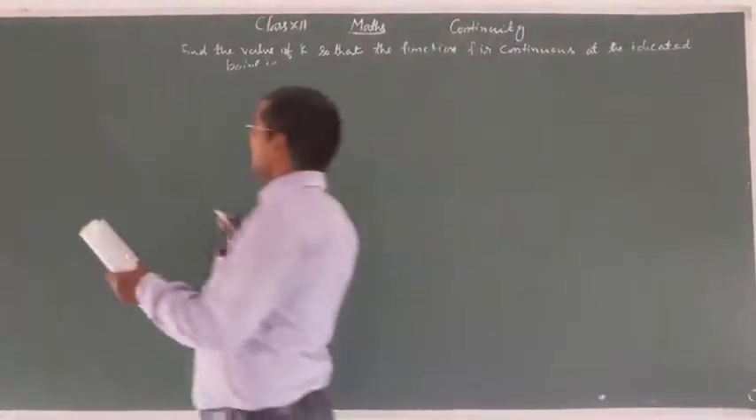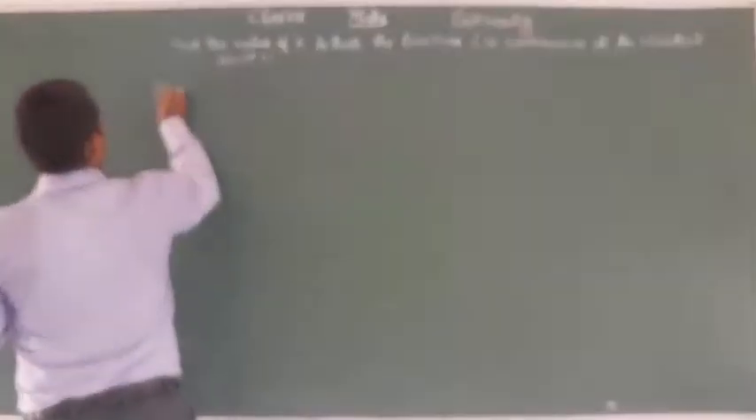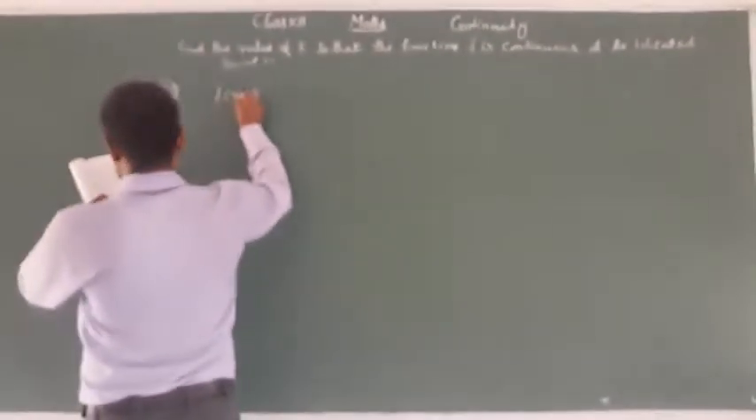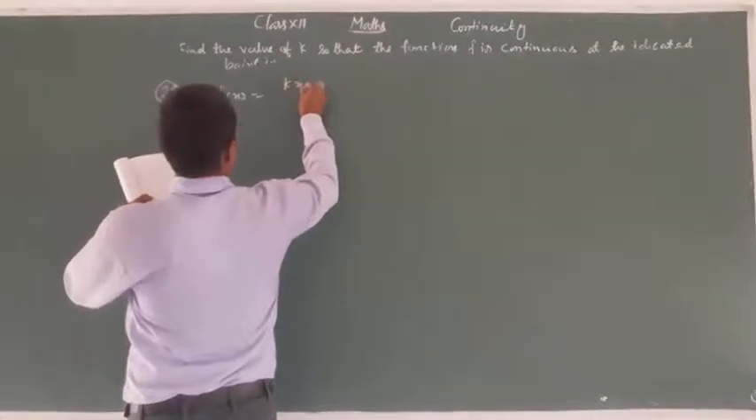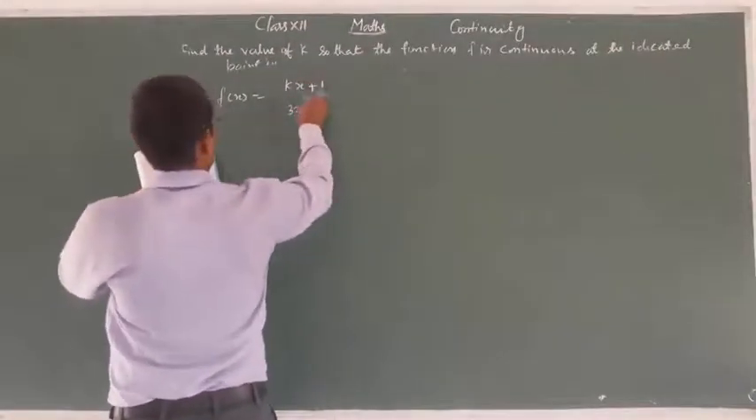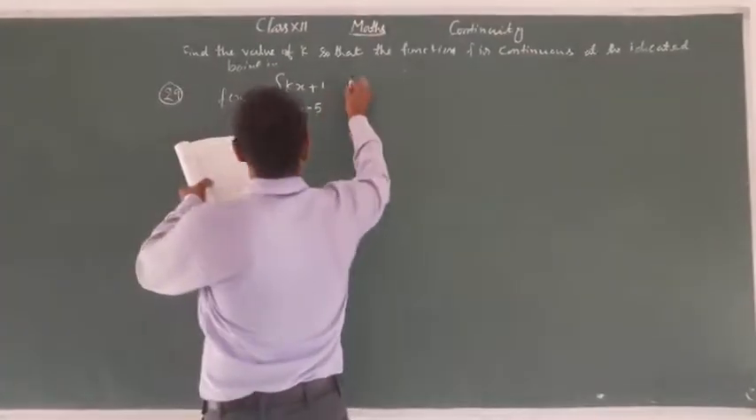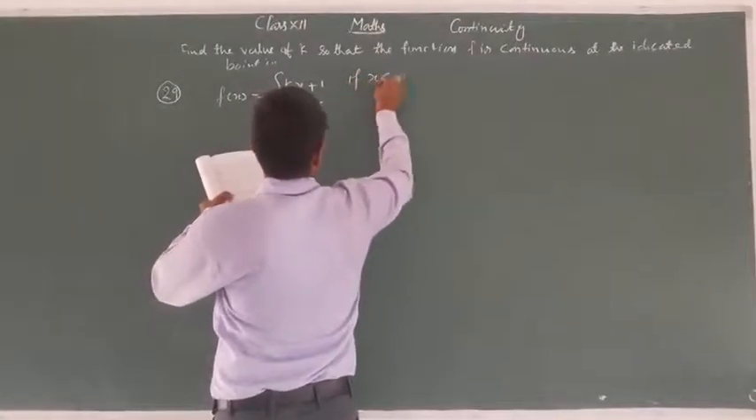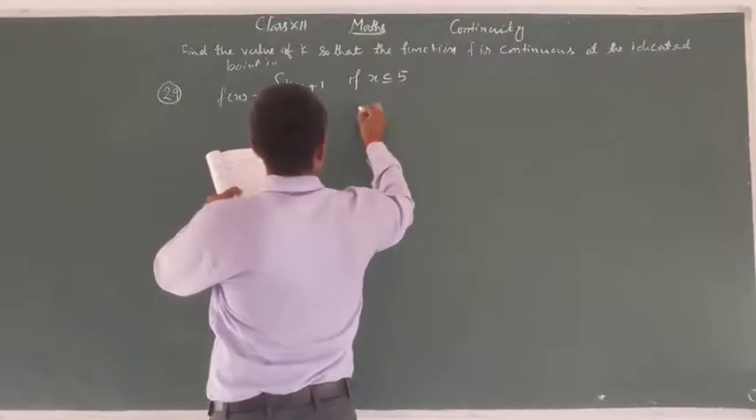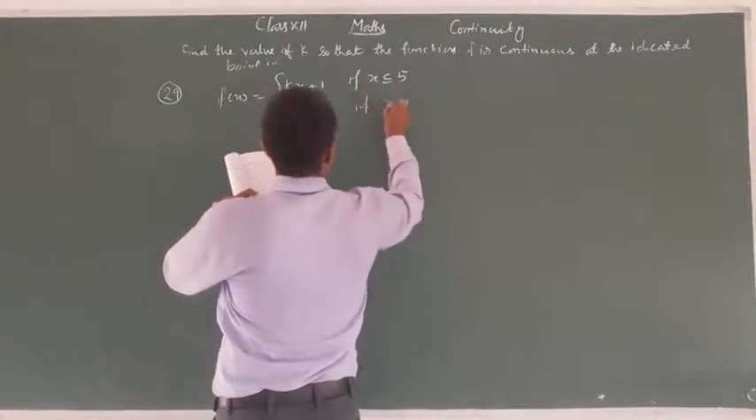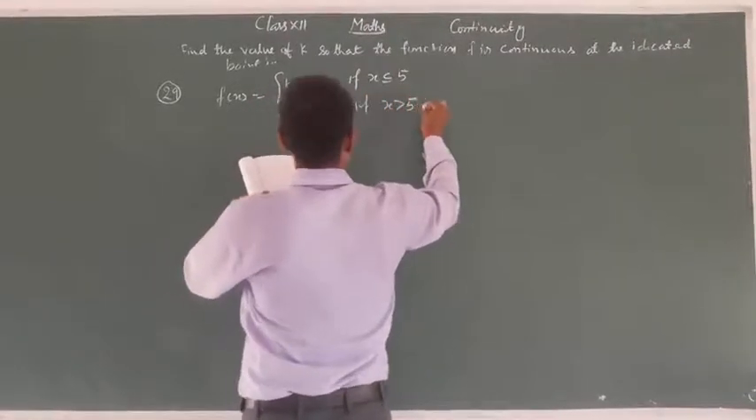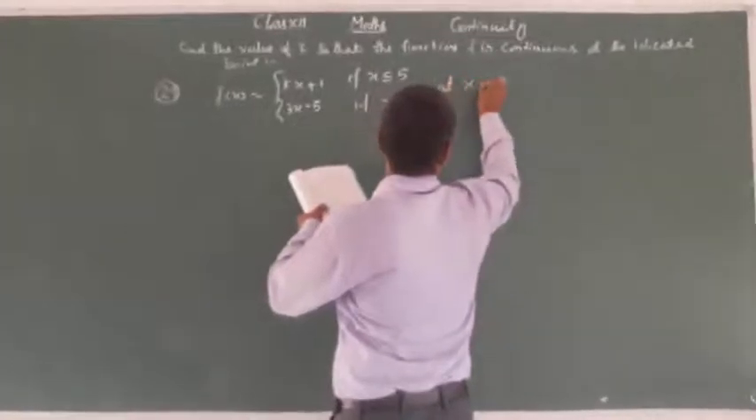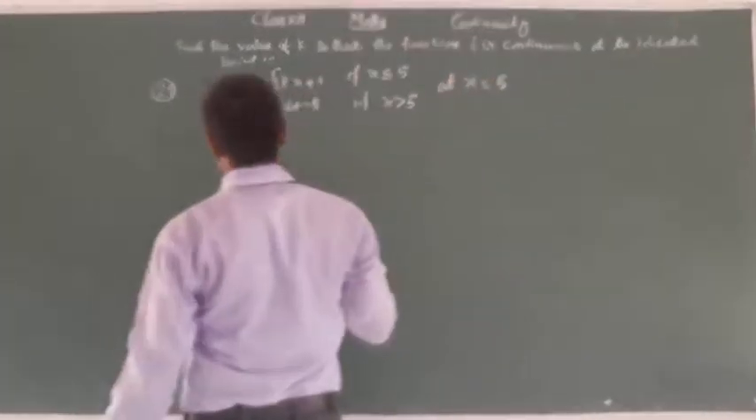Question number 29. If function f(x) is equal to kx plus 1 if x is less than or equal to 5, and 3x minus 5 if x is greater than 5, at x is equal to 5.